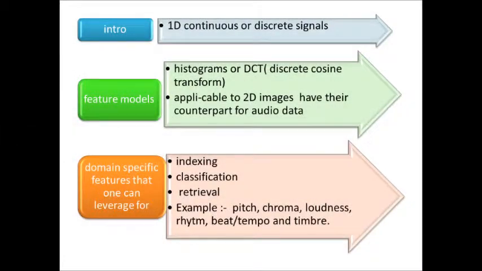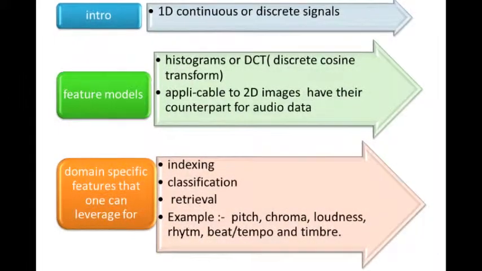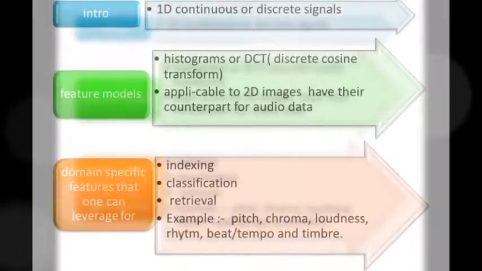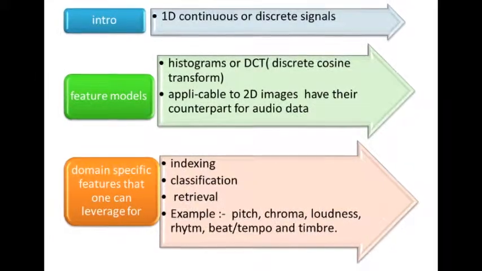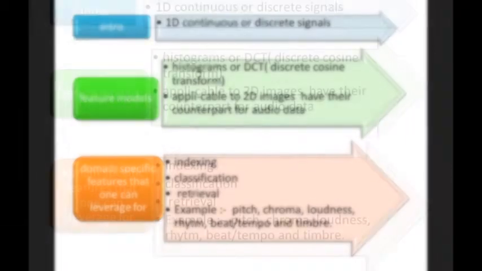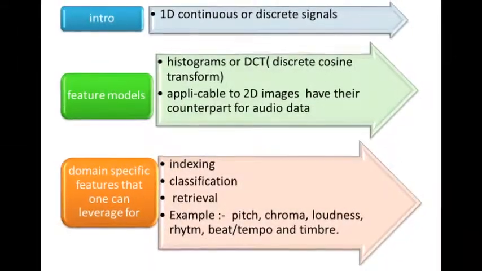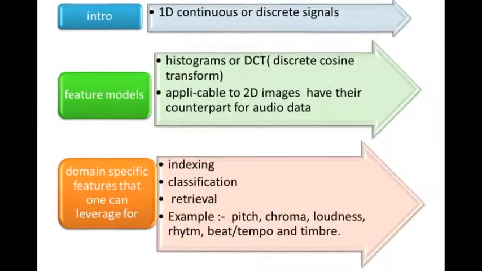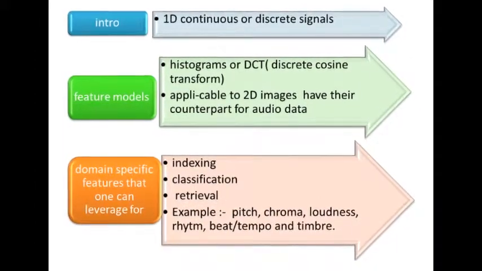Audio data are often viewed as 1D continuous or discrete signals. In that sense, many of the feature models, such as histogram or DCT, applicable to 2D images have their counterparts for audio data as well. Unlike images, however, audio can also have domain-specific features that one can leverage for indexing, classification, and retrieval. For example, a music audio object can be modeled based on its pitch, chroma, loudness, rhythm, beat or tempo, and timbre features.